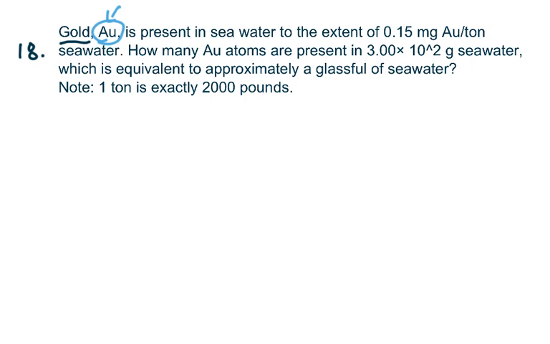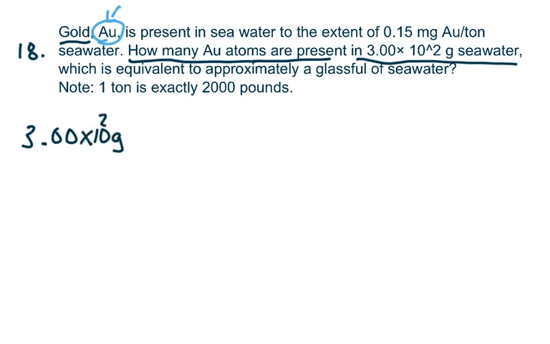Anytime you do these kind of problems, you look for the question and you say, how many gold atoms are present in this? What this is telling you is 2 things. This is where you start. This is where you end. So we're going to start with 3 times 10 to the second grams. We'll just call it water. Seawater, water, I don't care. That's where we start, and we're going to convert that to this. That's where we're going.